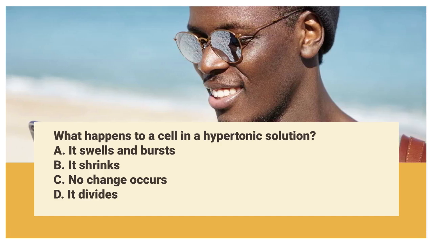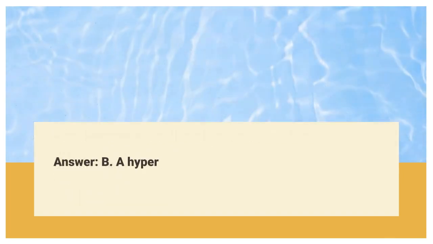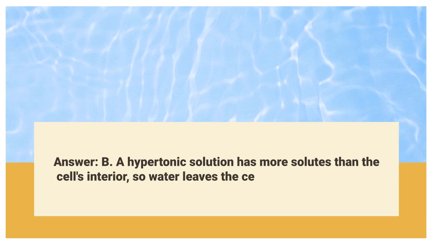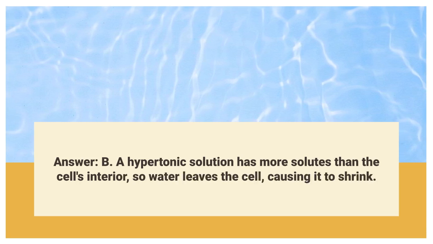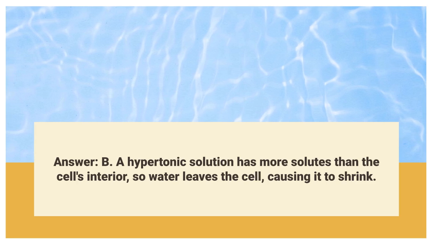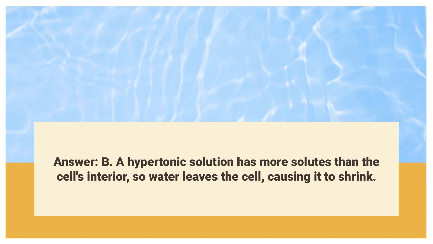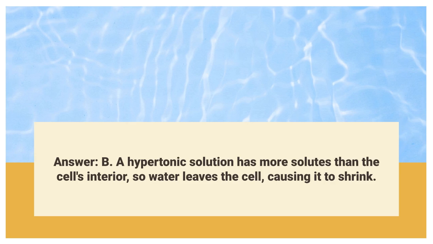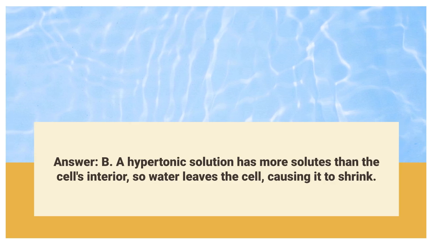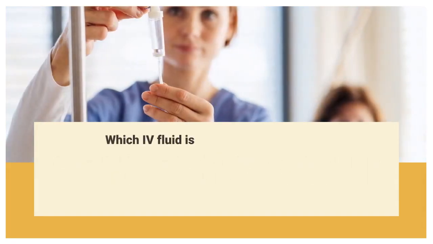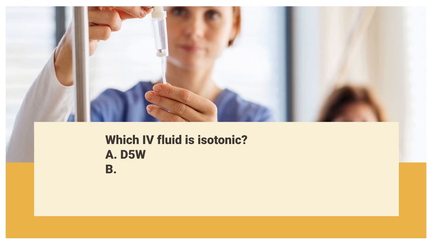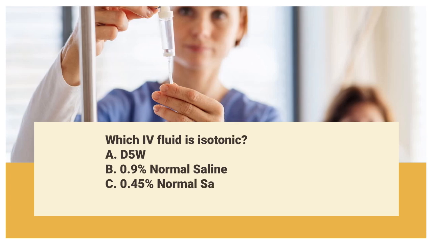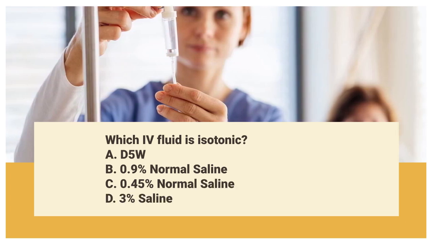Okay, thinking about it, and the correct answer here, B. A hypertonic solution has more solutes than the cell's interior, so water leaves the cell, causing it to shrink. And that's for the hypertonic solution. Cells shrink. Next question. Which IV fluid is isotonic? D5W, 0.9 normal saline, 0.45 normal saline, 3% saline.